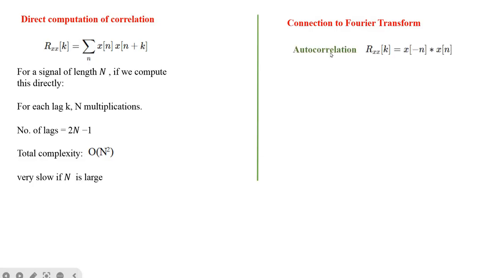Here the autocorrelation is written as rxx of k equal to x of n convolved with x of minus n. So it is convolution with the time reversed copy. Now the convolution theorem is given as: the Fourier transform of rxx of k is equal to the magnitude of x of e raised to j omega, squared.